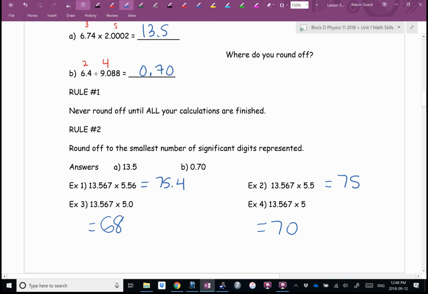So multiplying and dividing, which is the easier of the rounding off rules, you go to the smallest number of sig figs in your data. Is that okay? Turn the page. Adding, subtracting.